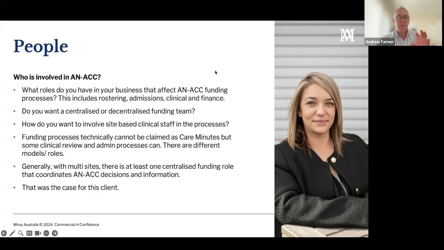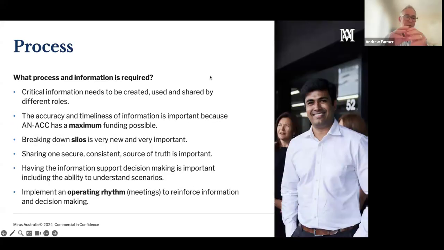So that's people. Make your people decisions about the roles that different people are doing, and just make sure you understand what they are and that they're set. Then we go into the process.